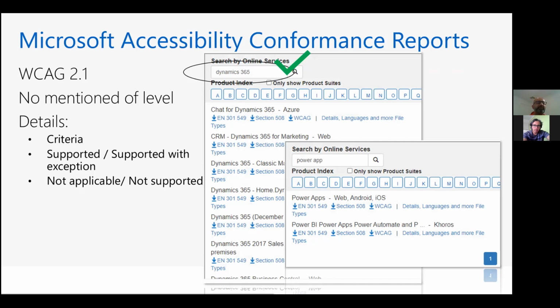A good thing is that Microsoft updated this documentation last year, and these reports are now with WCAG 2.1. So that is really good. Microsoft is doing a lot of work in this regard, and the latest reports are available.